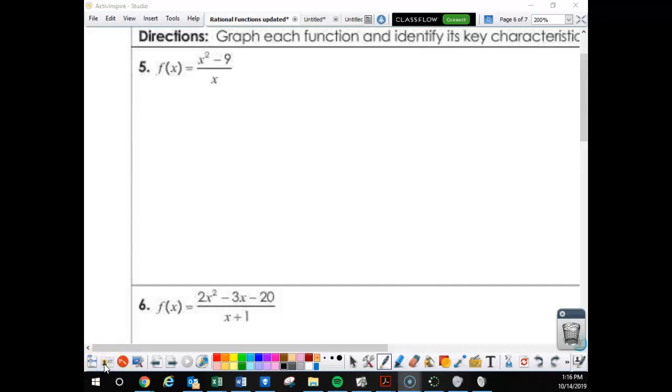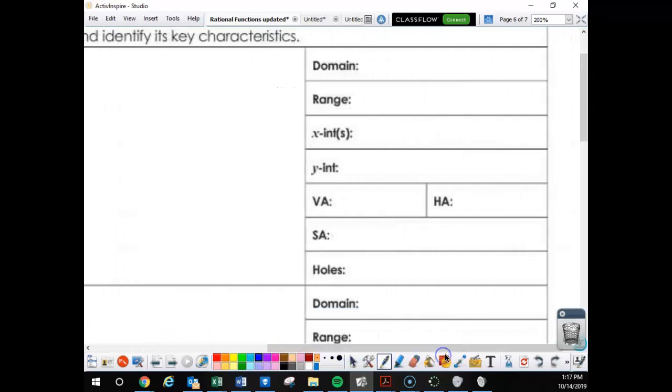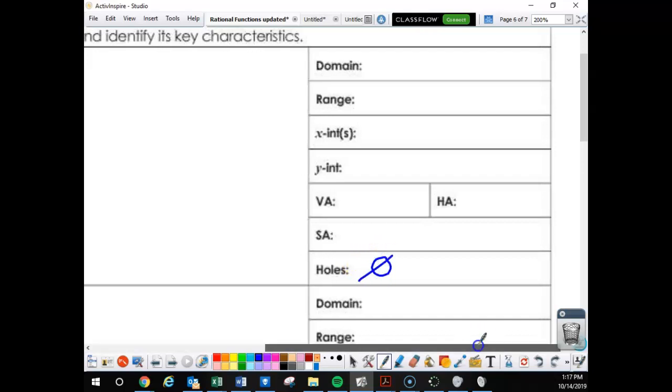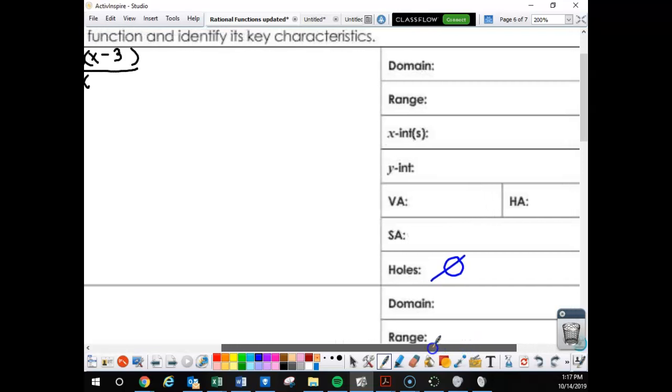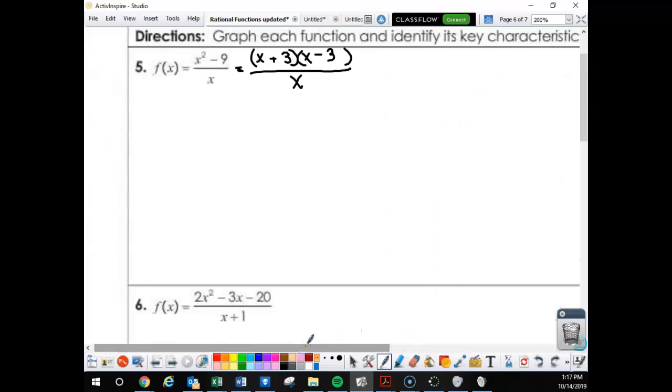So I have to factor the x squared minus 9, using my difference of squares. I take the square root of the first and second term. The square root of x squared is x, and the square root of 9 is 3, and it's all divided by x. Do I have any common factors? No, so there are no holes on the graph. Holes only happen when I have common factors. So now I can check for all my other stuff.